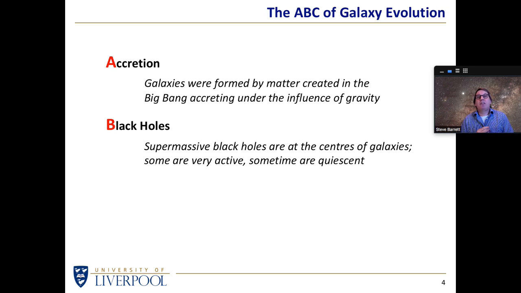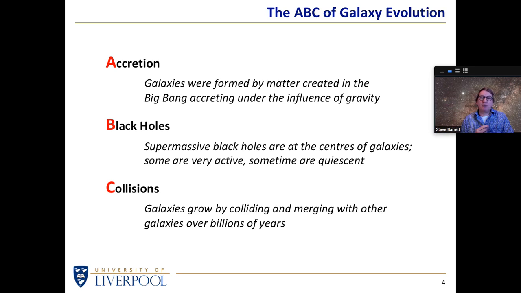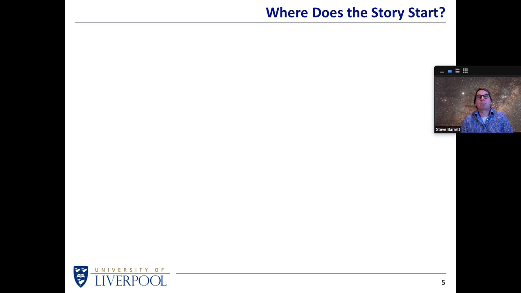And finally, the C stands for collisions. In other words, galaxies grow by colliding with other galaxies. They collide and they merge, and generally speaking, grow in size. So accretion and black holes at the centre and collisions are the ABC of galaxy evolution that we're going to be talking about. So where does the story start?